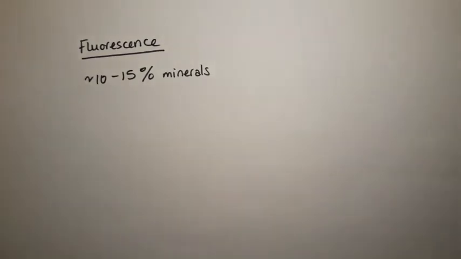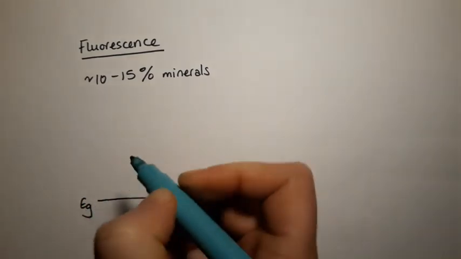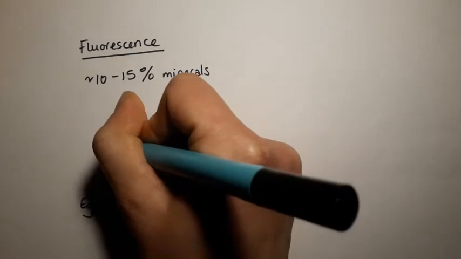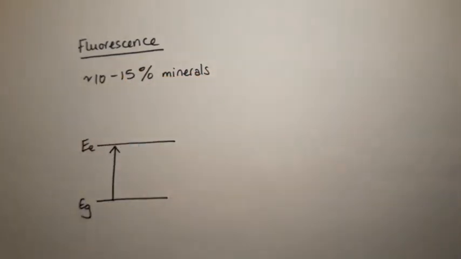It normally occurs due to the presence of an activator mineral within the crystal structure, such as chromium, iron, or manganese. Electrons in their ground state will be excited to a higher energy level when UV light is incident upon them.